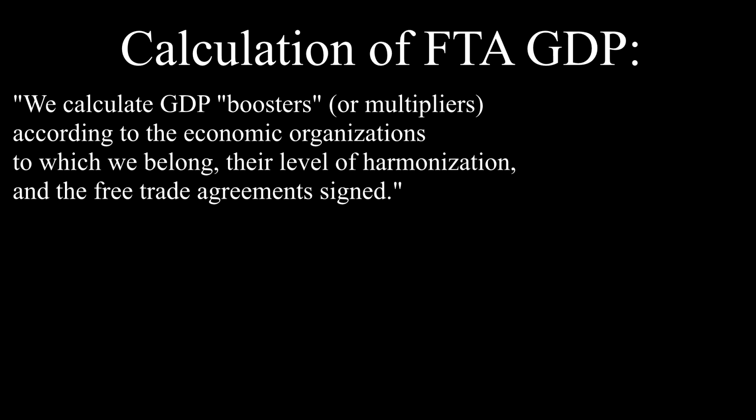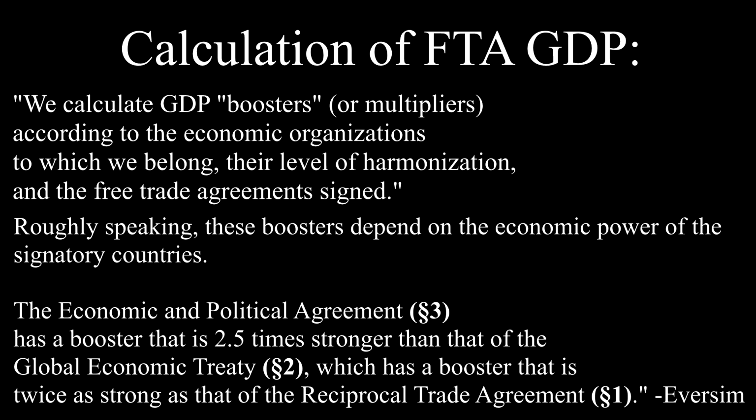According to Eversim, the game calculates GDP boosters or multipliers, which depends on the organization the player belongs to first, the level of tax harmonization of those organizations, and the amount of free trade agreements that have already been signed. To quote Eversim, roughly speaking, the boosters depend on the economic power of the signatories. A reciprocal contract has a booster of 1, while a global economic treaty has a booster of 2, and an economic and political agreement has a booster of 3.